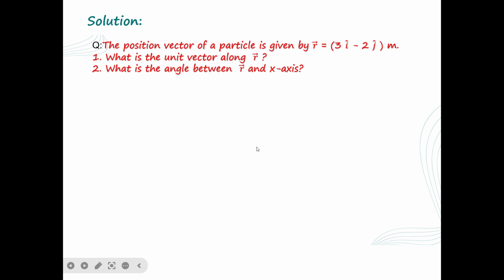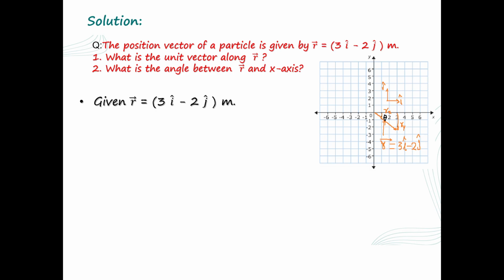First, given r vector equal to 3 i cap minus 2 j cap meter, in figure we can see, that is in the graph, since x coordinate is 3, so positive side, and y coordinate is minus 2, so negative side. So this vector is r vector.